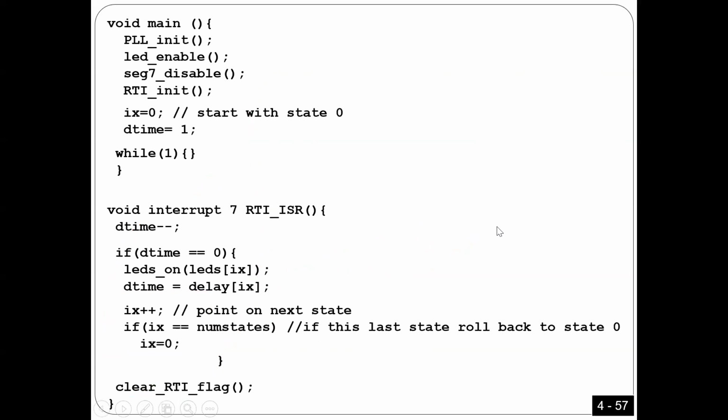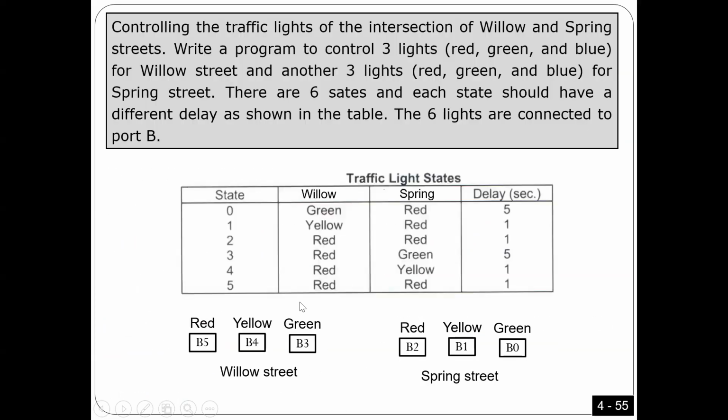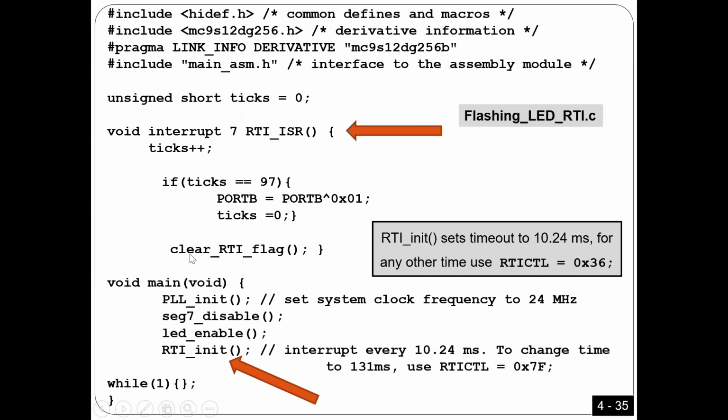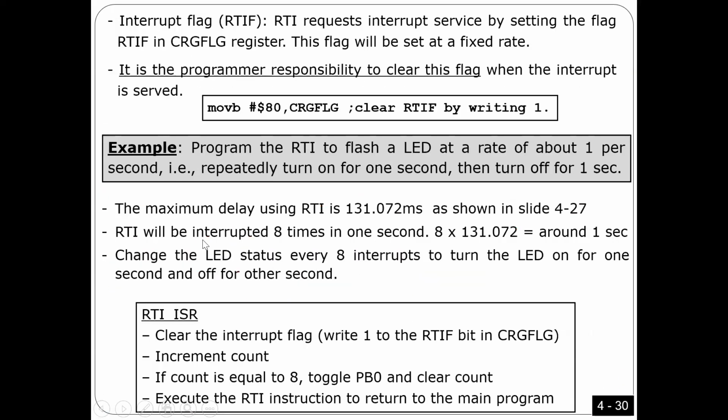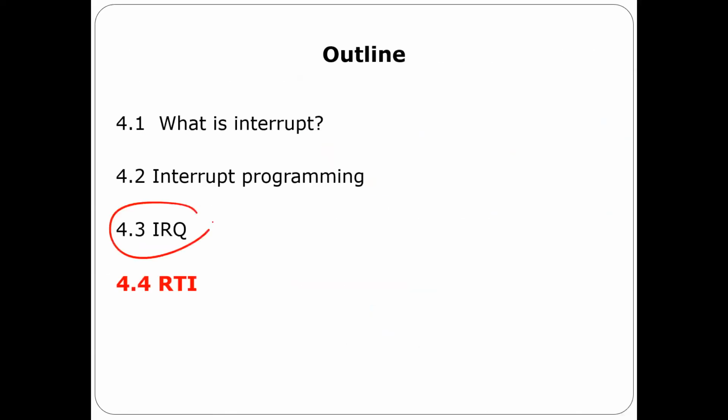Okay. Now I'm going to move to the last part here, about the serial communication interface, guys. Let me go back to the table I have here. What we did so far in this chapter, I explained the idea of interrupts. We had one lab about interrupts. I mainly explained two types of interrupts, IRQ and RTI. We had one lab, and also one test about these two interrupts.